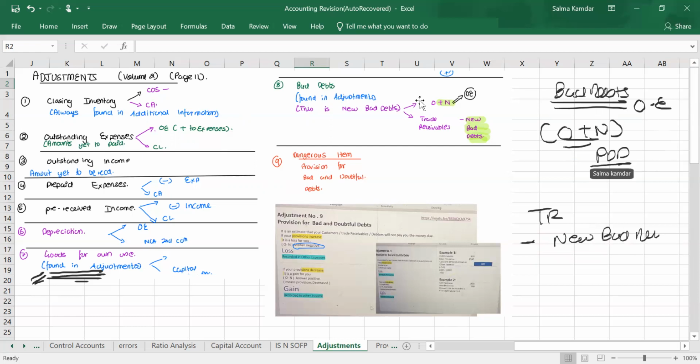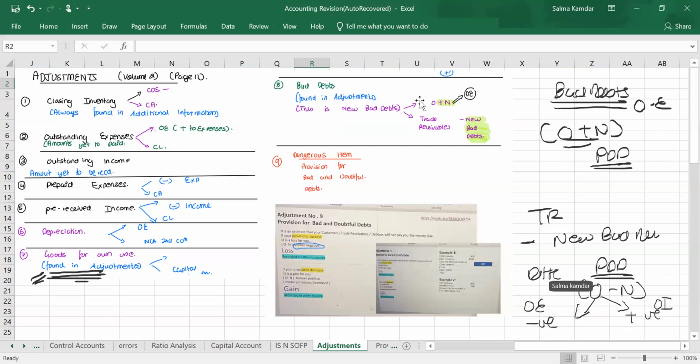Now, provision for doubtful debts. What is the effect of the provision for doubtful debts? You have to do old minus new, and if the answer is negative, it's going to go in other expense, and if the answer is positive, it will go in other income, I think. Only the difference will go.